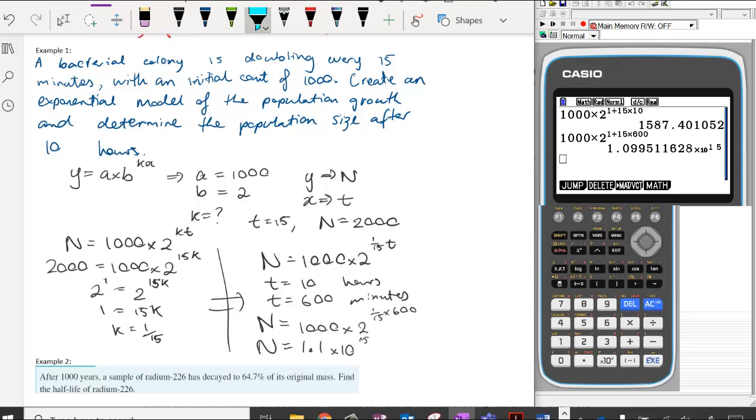We're going to get into the habit of calculating k, because that's a process that we're going to use over the entire course, year 11 and 12.